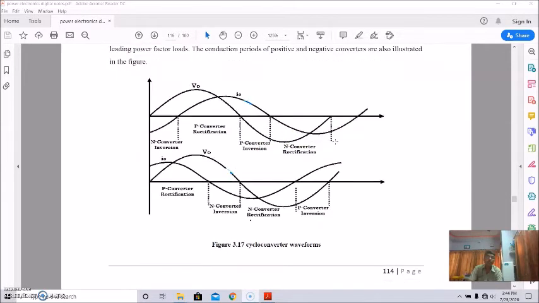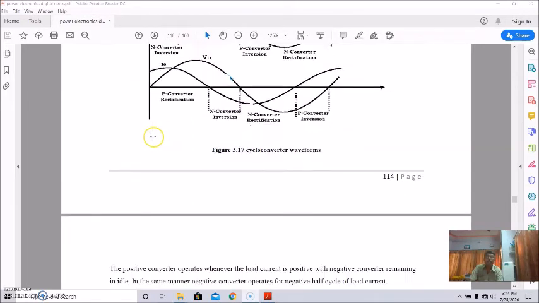So actually this is another case. Okay, so this is the output current, this is the output voltage. So here it is the positive converter in rectification mode and the negative converter in the inversion mode, then the negative converter in the rectification mode, then the positive converter in the inversion mode. So this is actually different.